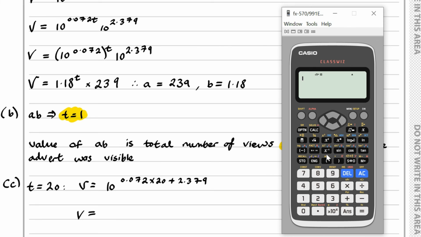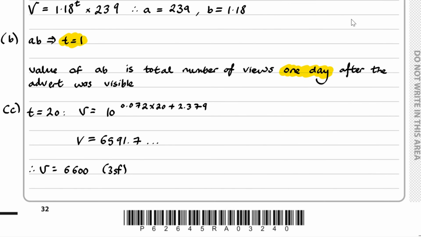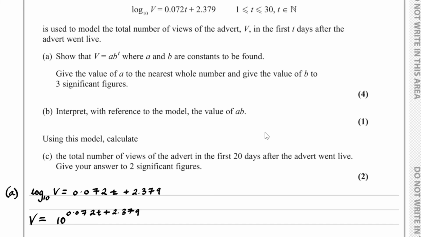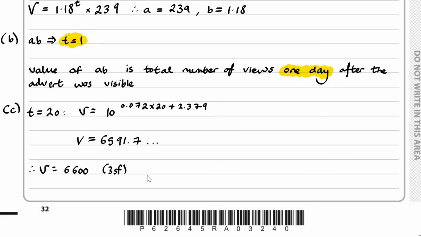So if we work out what V is, we have 10 to the power of 0.072 times 20 plus 2.379. It turns out we get 6591.7, etc., which to three significant figures, V is equal to 6600. Okay. So we have this number of views.